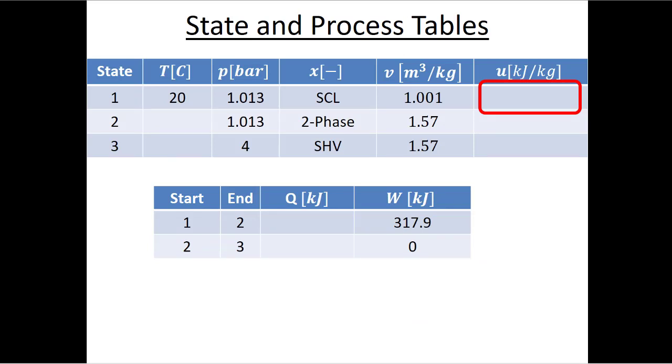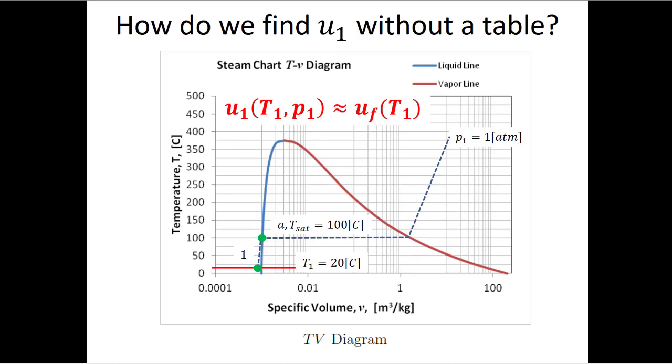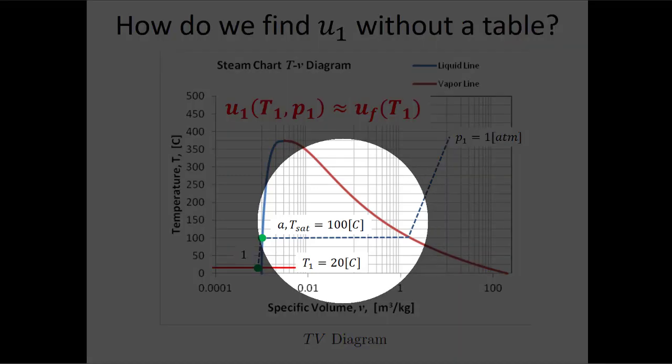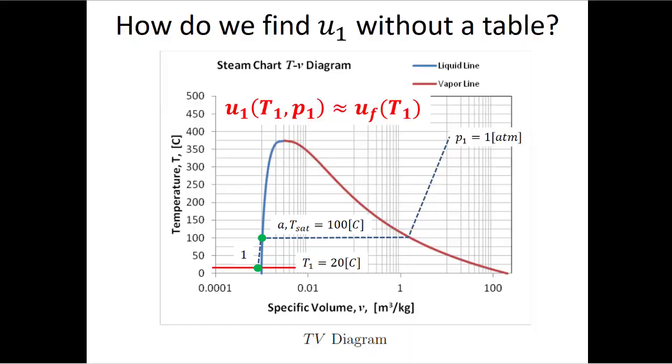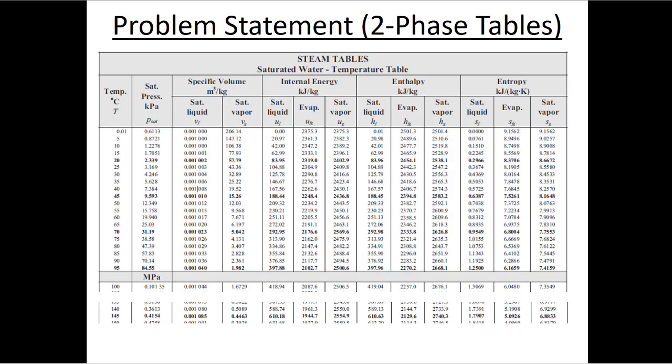We'll start with state 1. So we know that this is a subcooled liquid, and we know that the temperature is 20 degrees. So we're going to assume that this point, state 1, is essentially the same as if it was just jostled over a little bit to the right onto that subcooled liquid line. So we're going to say that U1 for our given temperature and pressure is approximately equal to Uf at T1.